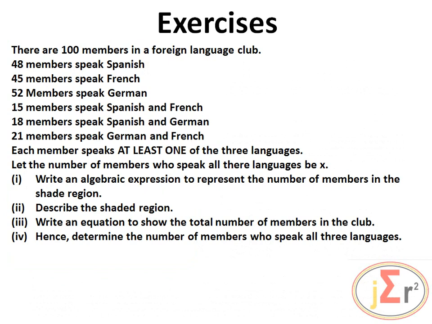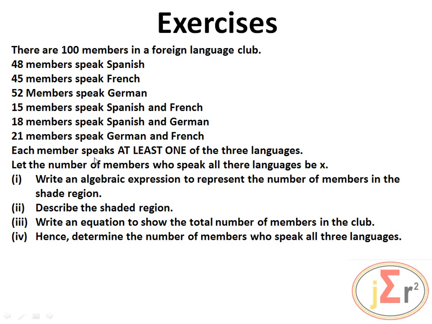There are 100 members in a foreign language club. 48 members speak Spanish, 45 members speak French, 52 members speak German, 15 members speak Spanish and French, 18 members speak Spanish and German, 21 members speak German and French. And in all of this, remember that there are a few things that we are paying attention to: number of elements in the individual sets, number of elements in the sets taken 2 at a time, and number of elements in the sets taken 3 at a time.